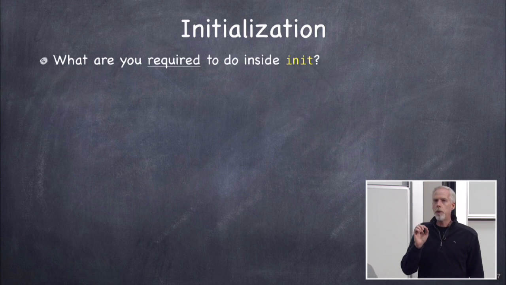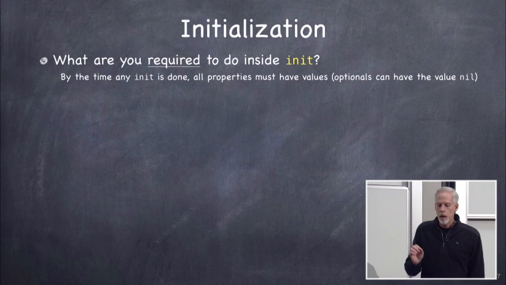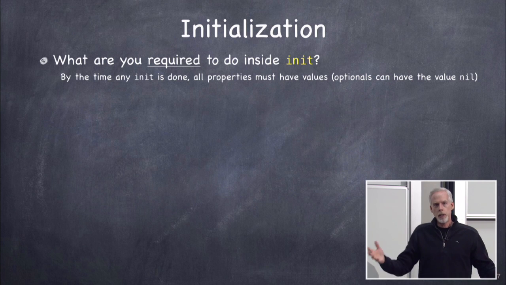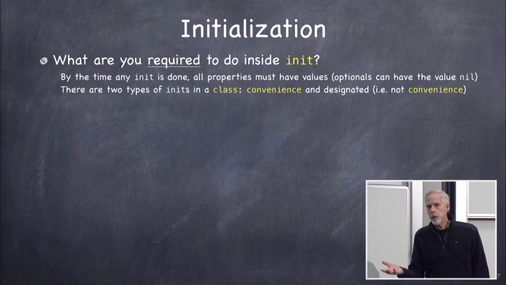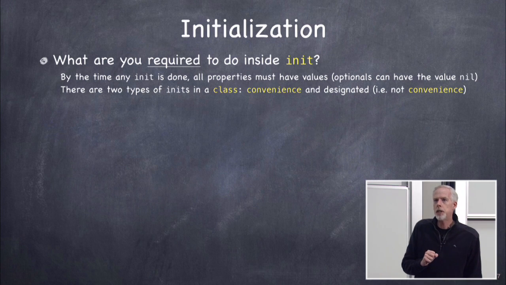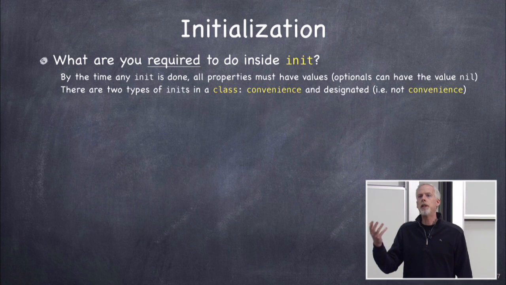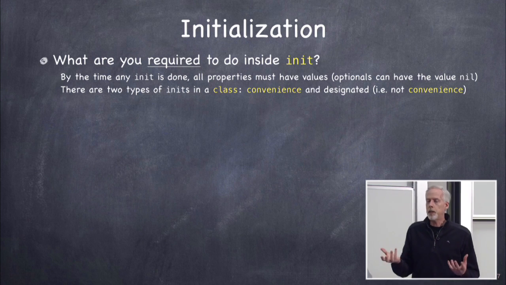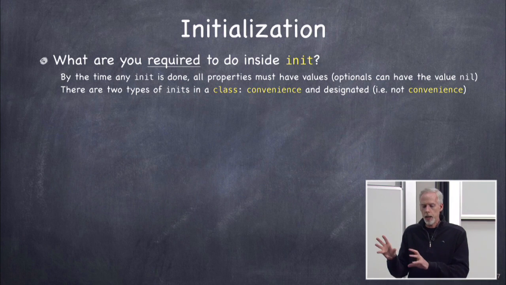Let's start with what are you required to do in an init for a class? In a struct, it's easy. You're just required to initialize all your vars that aren't initialized. But in a class, what are you required to do? By the time it's done, you have to have initialized all your vars. We know that. There are two types of initializers. A convenience initializer, which is only for classes, and what's called a designated initializer. Designated is the default. There's no keyword. If it's not marked convenience, then it's a designated.